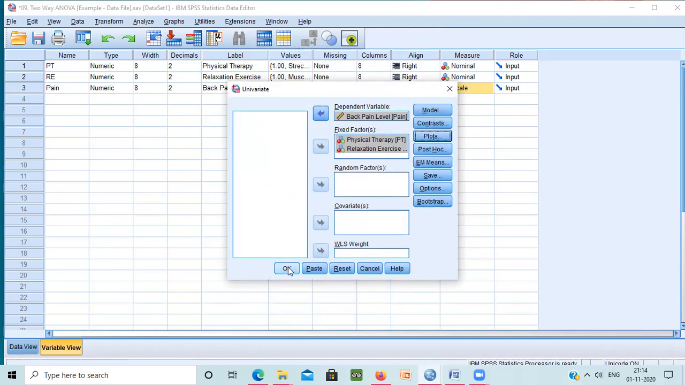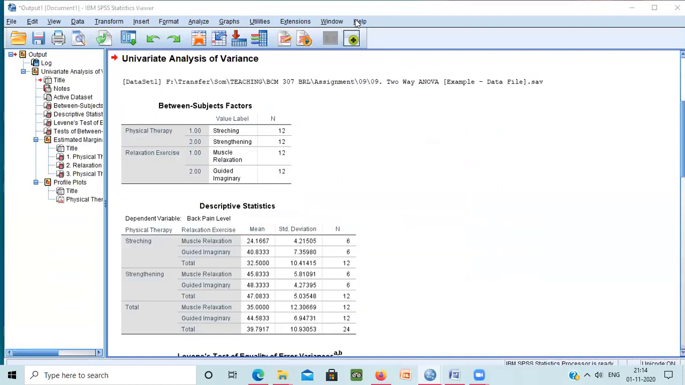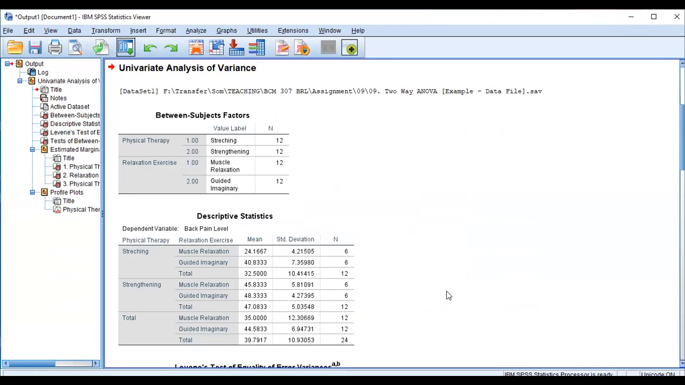The moment I click on OK, I'll be getting the results in my output file. So I'm sharing the output file with you. Here I have the output file before you. This output file is now available before you. You are seeing the output file.